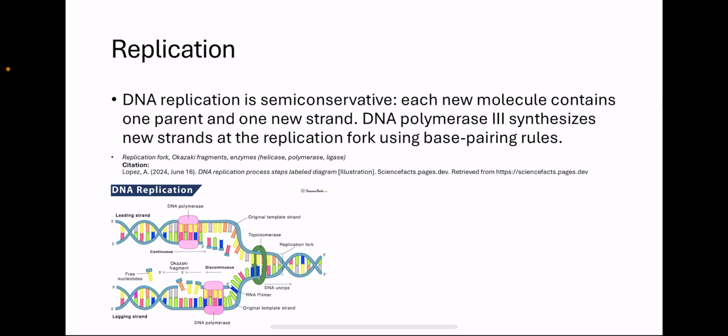Replication is known to be semi-conservative, so each new molecule contains 1 parent and 1 new strand. DNA polymerase 3 synthesizes new strands at the replication fork using base pairing rules. So, DNA polymerase 3 adds nucleotides in the 5 to 3 direction using a parental strand as a template. The leading strand synthesis is continuous, while lagging strand synthesis is discontinuous, forming what's known as Okazaki fragments.